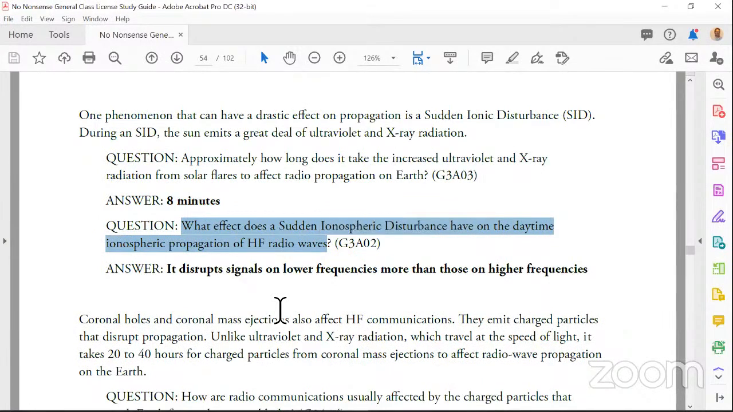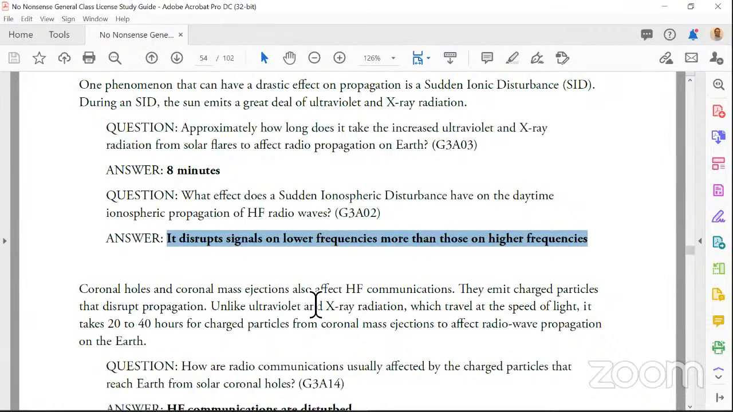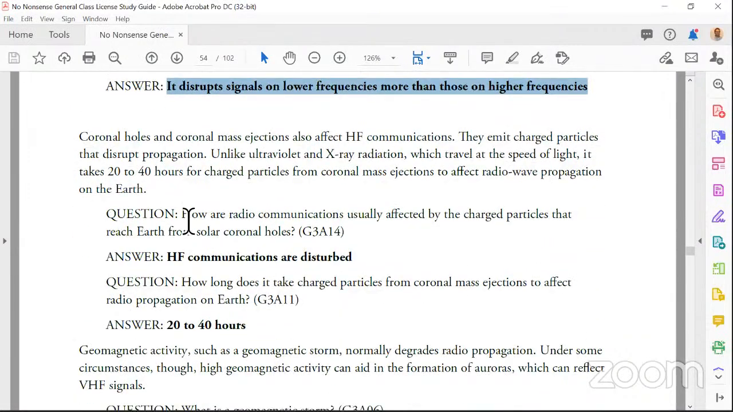Okay, next question in the question pool: what effect does a sudden ionospheric disturbance have on the daytime ionospheric propagation of HF radio waves? So we learned when we have a SID, the way that it affects HF propagation on daytime transmissions is that it disrupts the signals on lower frequencies more than those on higher frequencies. So that's our answer. Next question in the question pool.